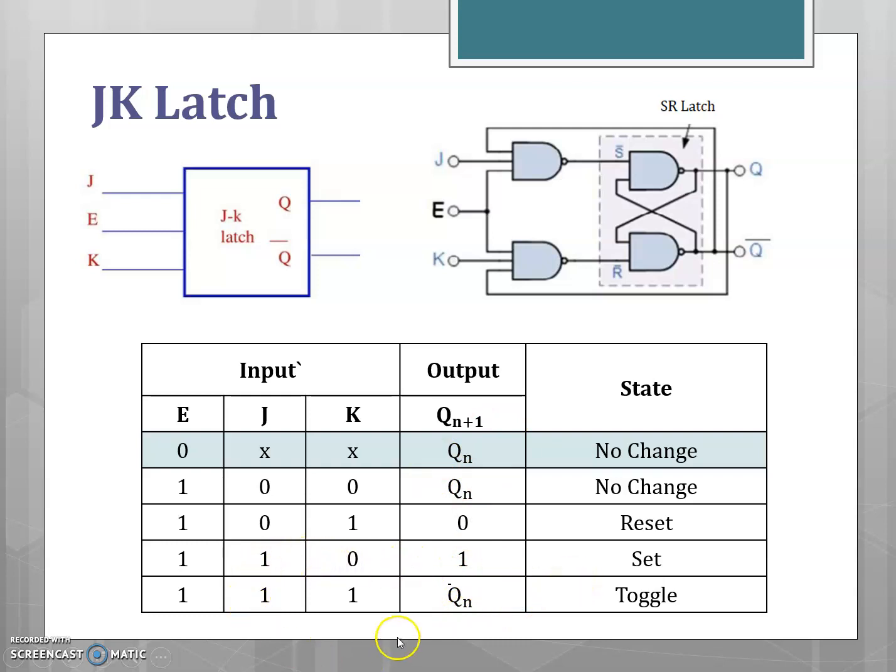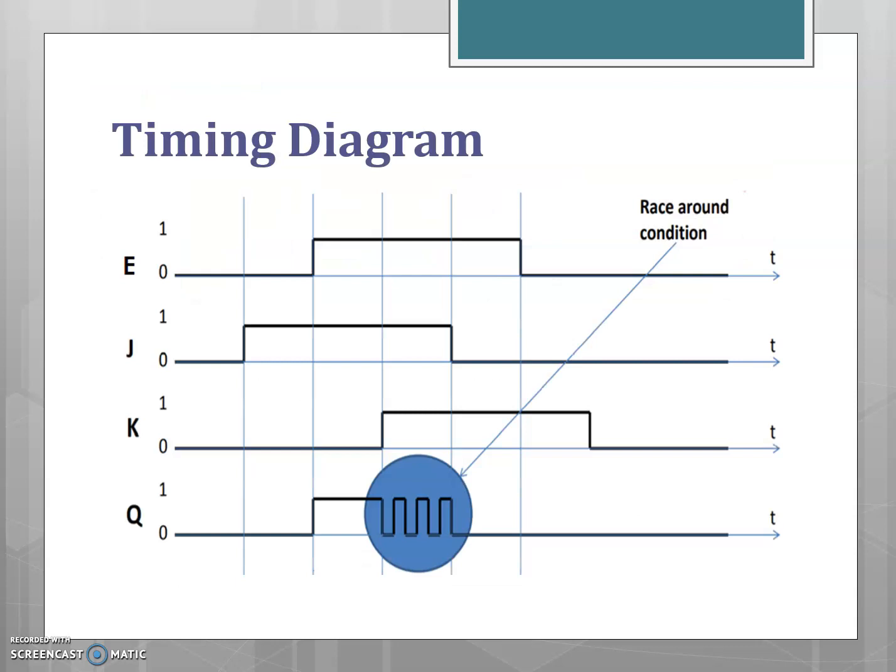So this input J equal to 1 and K equal to 1 will contribute to the race around condition, which can be explained using the timing diagram. The figure shows the timing diagram, and for different values of J and K, the output Q should be plotted. As long as the enable is equal to 0, there is no change in the output Q and it remains in the previous state equal to 0. And when enable is equal to 1, with the input J equal to 1 and K equal to 0, the output Q is equal to 1.